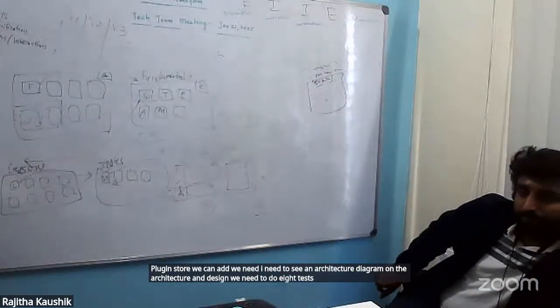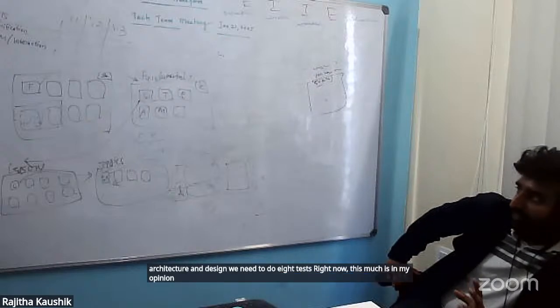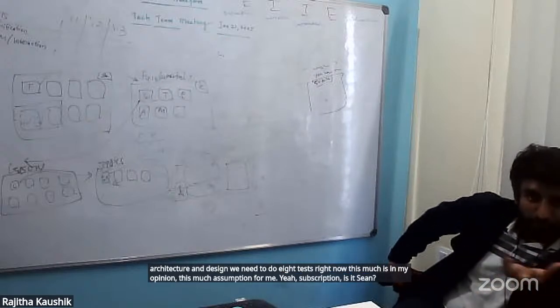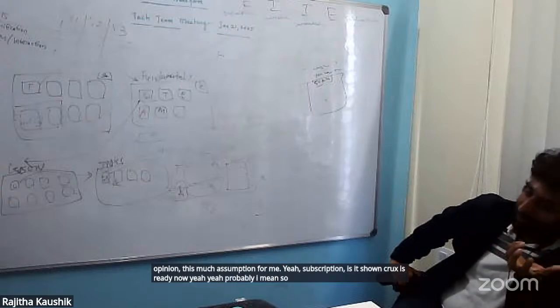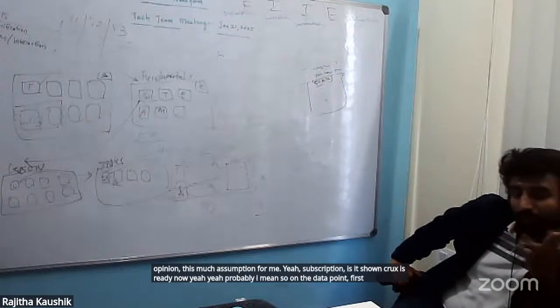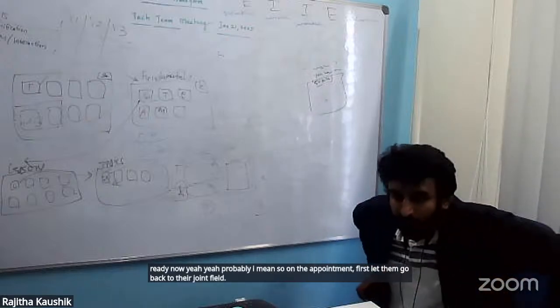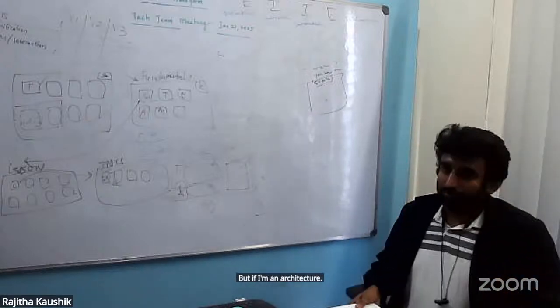Right now, in my opinion, this much is sufficient for me. Yeah, sufficient. Is it shown? The core is ready now. Yeah. The core is ready, probably. So on that we will apply. First, let them go back to the drawing table, prepare the architecture, give enough flexibility, then we'll see.